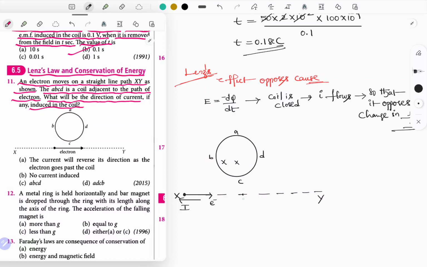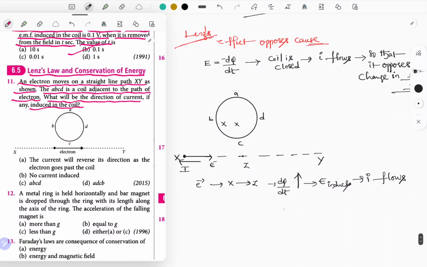Let me write X, Y, Z. When the electron is moving from X to Z, dφ/dt increases or decreases? Increases. Then what happens to EMF? It is induced. If EMF is induced, current flows, because this coil is a closed coil. The direction of current is going to be opposite to the change in flux linkages. That means here the magnetic field is into the board, which is increasing. To get the direction of current, we have to induce a magnetic field opposite to its change, nothing but the magnetic field should be out of the board. Then the current direction is going to be anti-clockwise.